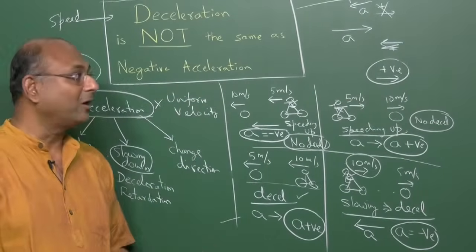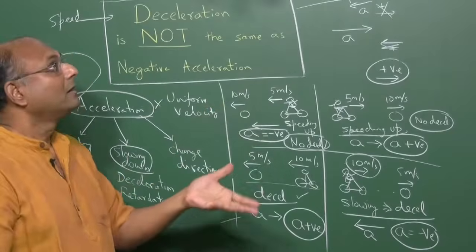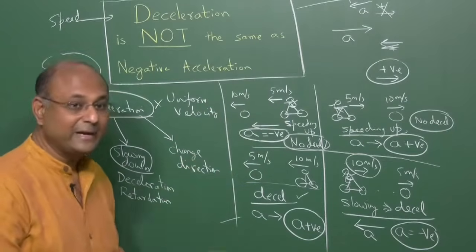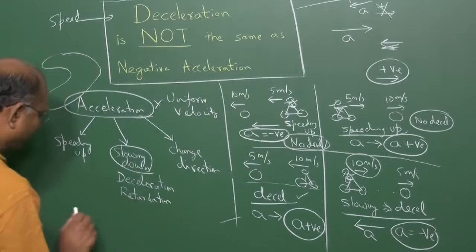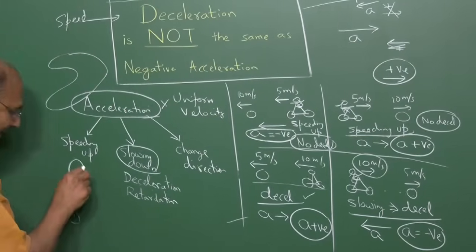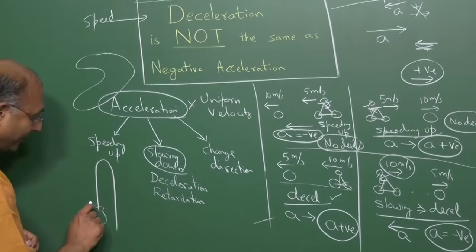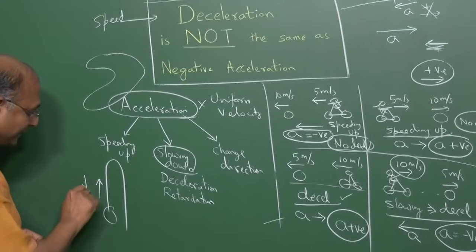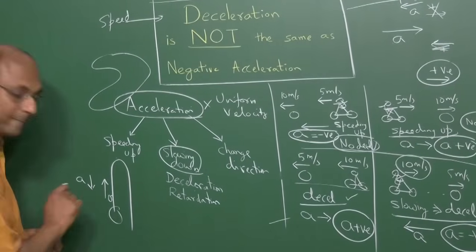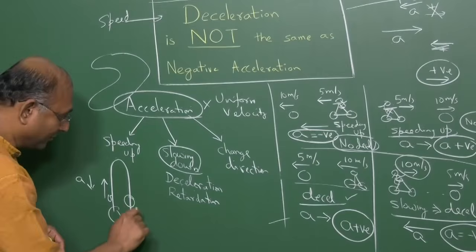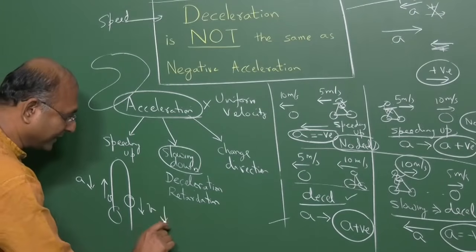So for example, I took this ball and I threw it up. The ball went up and then came back down. So if I draw it here, the ball went like that and came back down. So when it was going up, velocity was this way, acceleration was this way. When it is coming down, velocity is this way, acceleration is this way.